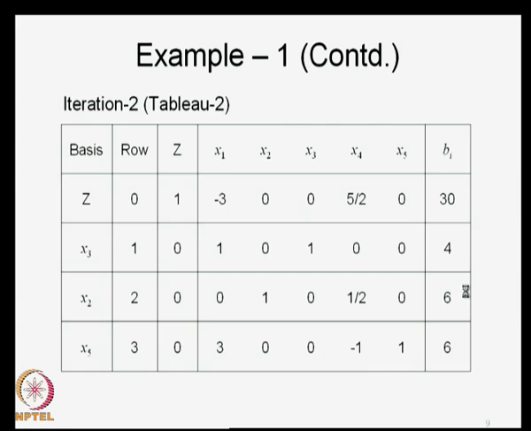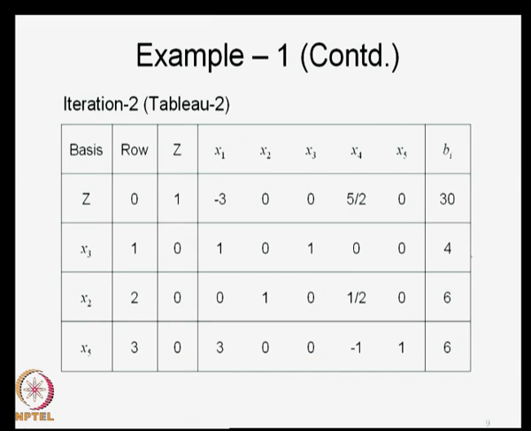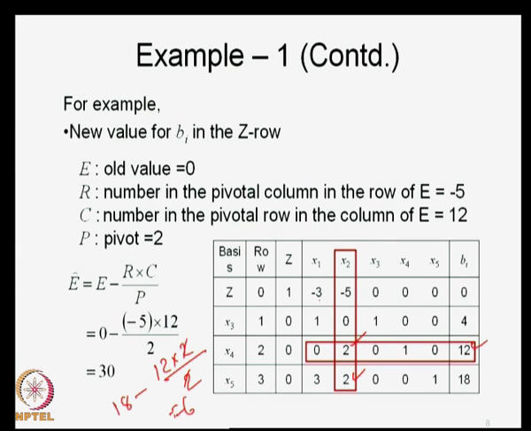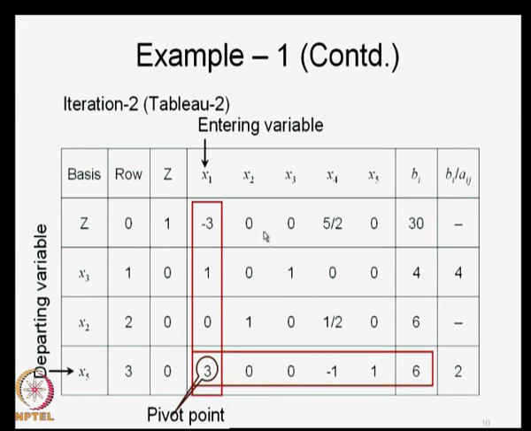So, this 0 became 30 by the way I have shown, and this 4 becomes 4 only, and you look at minus 3 for example, minus 3 minus 5 into 0 divided by 12. So, as I said, if either this is 0 or this is 0, this number remains the same. So, that number remains the same as minus 3.